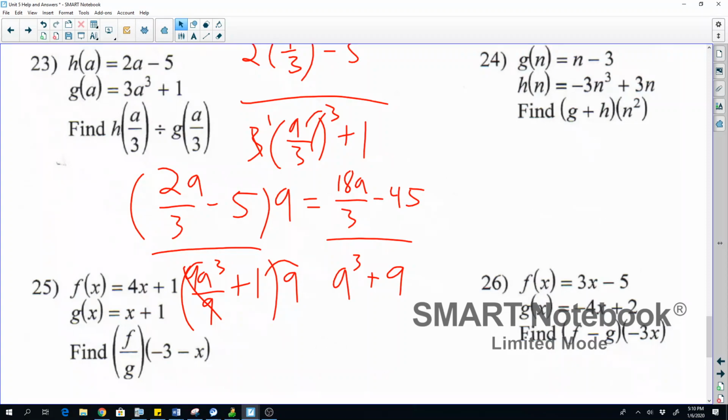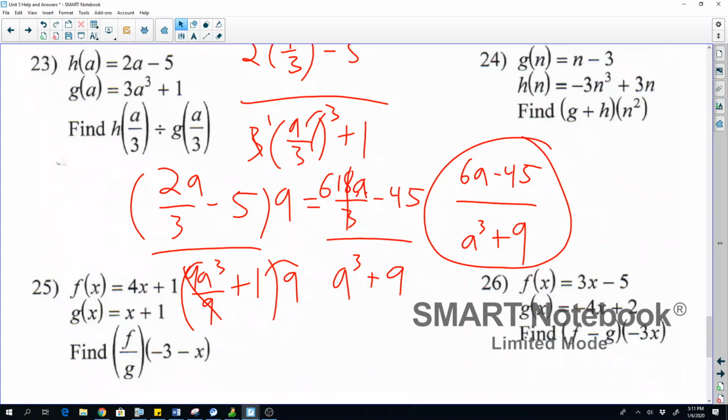Awesome. Then 18 divided by 3 is 6. That becomes a 6a. And then that a will actually cancel. No, it won't, because it's connected to the negative 45. So there we go. So our final answer there will be 6a minus 45, divided by a cubed plus a big 9. Wow! So I think we'll just circle that as our answer, because that's getting too crazy on us.